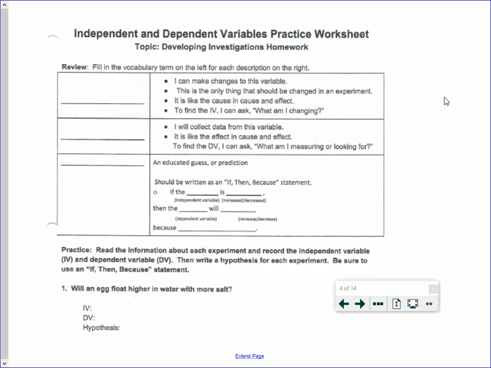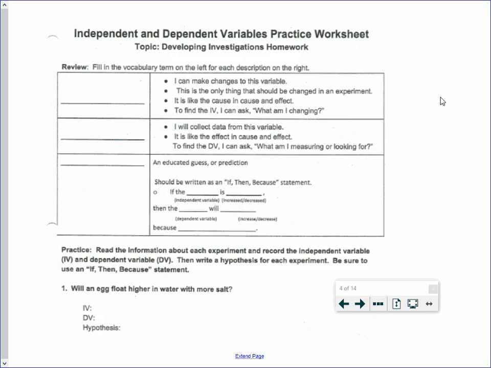All right, look at packet page 9 in your science skills packet. It's white. This is what it looks like. So it's independent and dependent variables practice. On your blue sheet, you need to be able to identify independent and dependent variables. You also need to be able to write your own hypothesis.